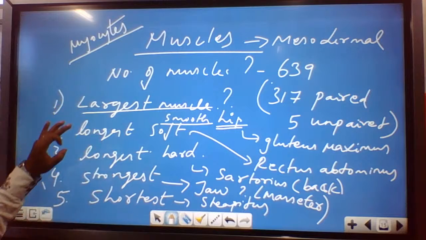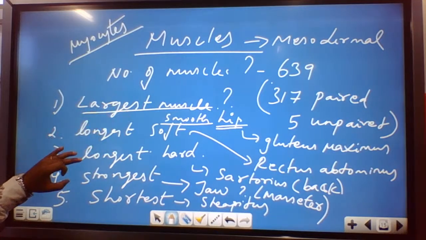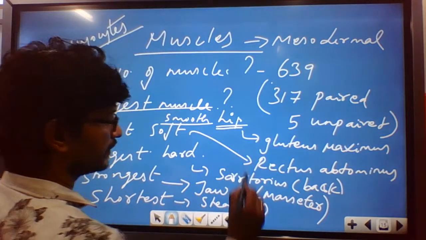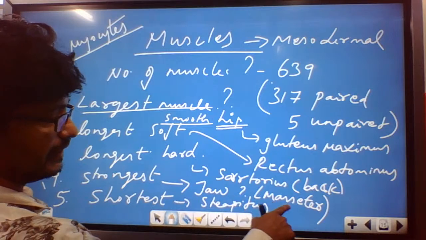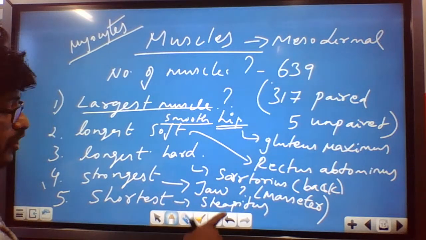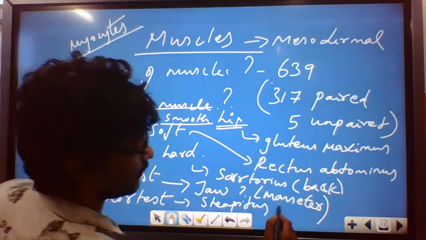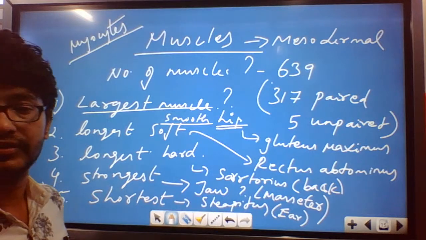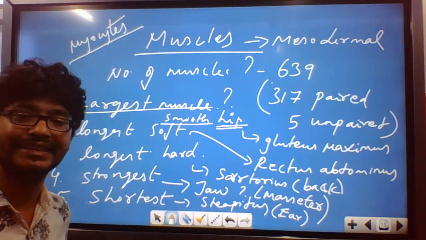So the largest muscle, the longest soft muscle, I mean smooth muscle. The longest hard muscle is the sartorius muscle, and it's one R here. The strongest muscle is in the jaw, that is the masseter. And we have the shortest muscle, which we call the stapedius. Where you could see the stapedius muscle, we could see the ear ossicles, the three pairs of bones in your ear: malleus, incus and stapes.